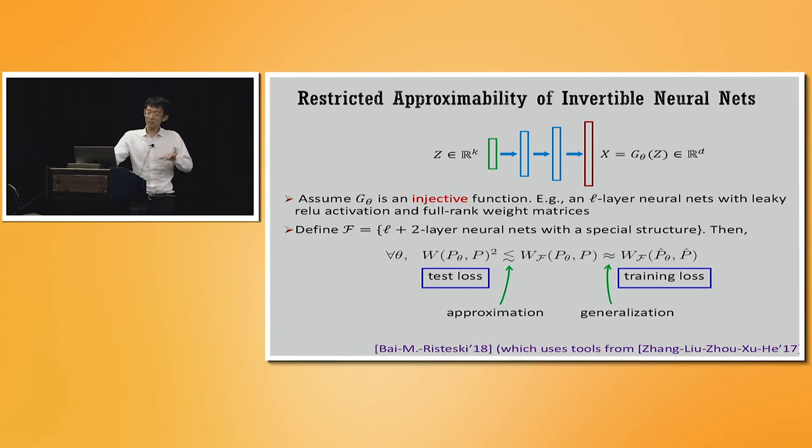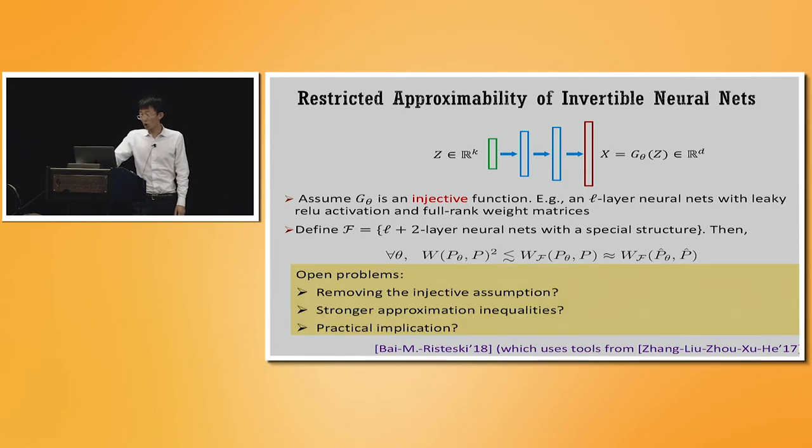So basically, at the end, we show that the test loss is bounded by the square root of the tuning loss. And if the tuning succeeds, then this means that the test could possibly succeed. So the open questions along this line, I think, are how do we remove the injective assumption?